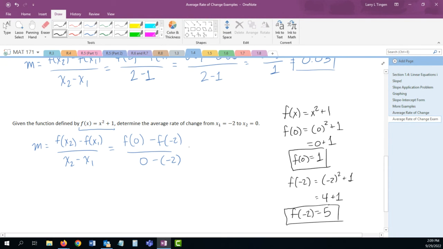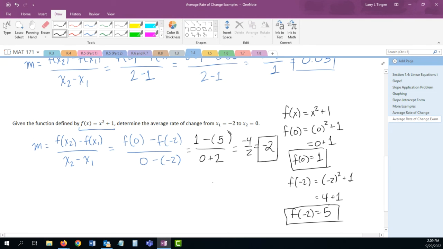And those inform my slope. F at 0 is 1. F at -2 is... sorry, it's 5. What am I doing? 1 minus 5 over 0 minus -2 is +2. 1 minus 5 is -4. -4 divided by 2 is -2.